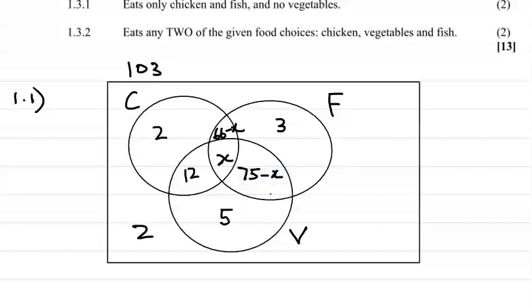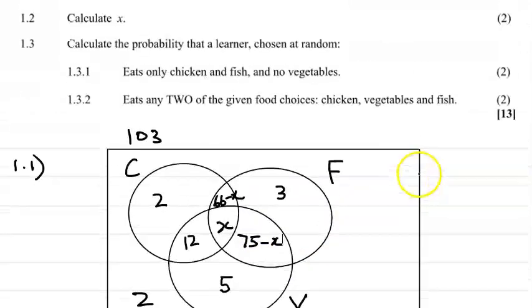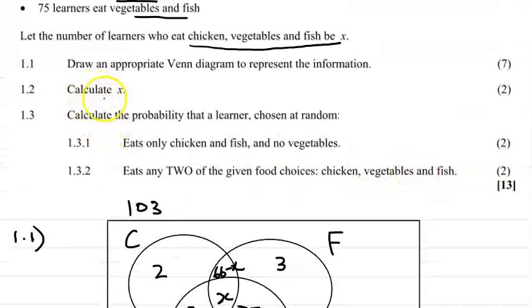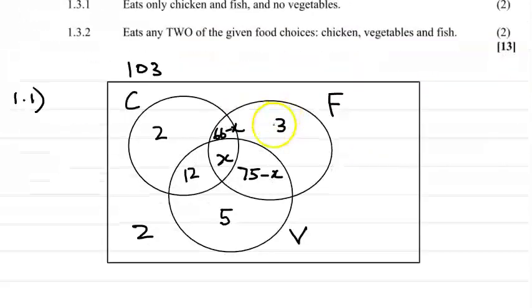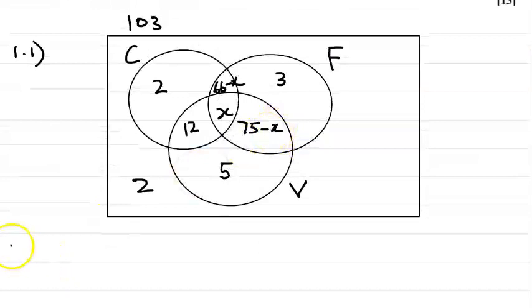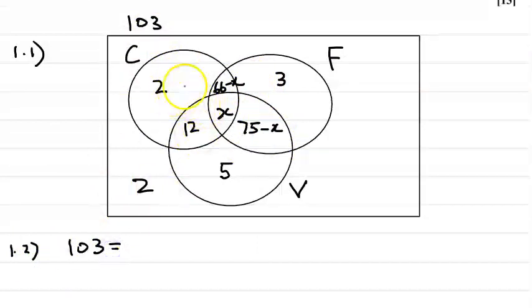So that's 75 minus X. Okay, so that's our completed Venn diagram. Now we can calculate the value of X. So for 1.2, in order to calculate the value of x, we need to say our sample space, which is 103, is going to equal the sum of everything that's inside our sample space. And we're going to solve for x.